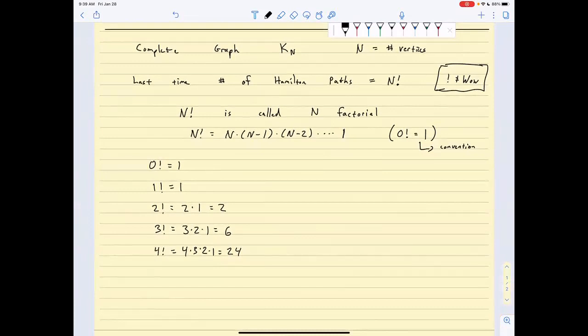Okay, 5 factorial: 5, 4, 3, 2, 1. It'd be 120. We can keep on going, 720, and so on and so forth. But the thing I wanted to illustrate here is that this starts getting bigger, right? It starts getting bigger pretty fast.